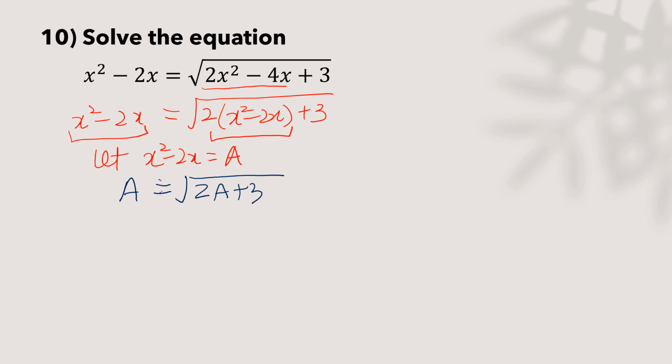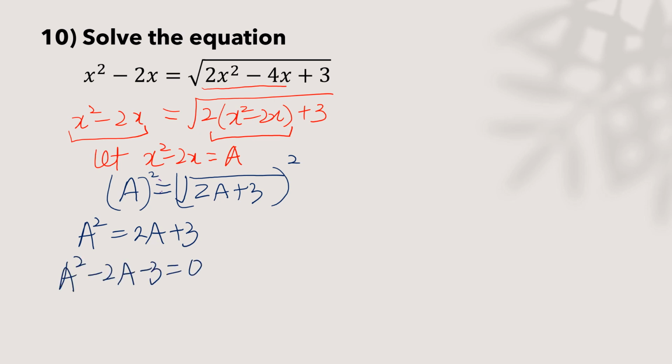So now I can square both sides. Right, square both sides. I would have a squared equals 2a plus 3. And if I were to bring everything to the left hand side, can you see now it's manageable because it involves a quadratic equation rather than the one that we had just now. Right. So I can actually just factorize the quadratic equation easily.